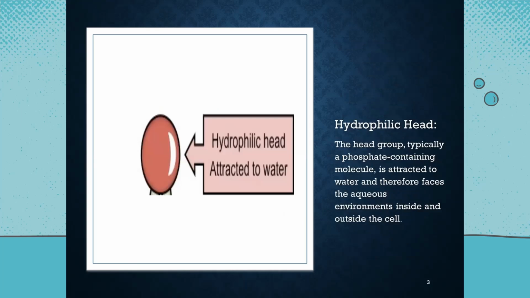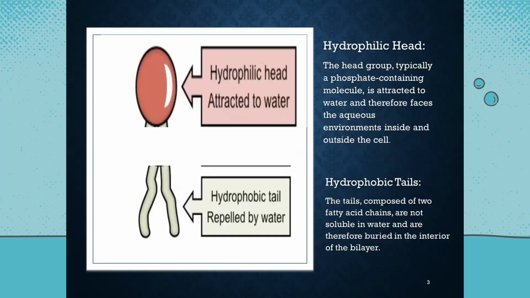This is the hydrophilic head. The head group, typically a phosphate-containing molecule, is attracted to water and therefore faces the aqueous environment inside and outside the cell. And this is the hydrophobic tails. The tails, composed of two fatty acid chains, are not soluble in water and are therefore buried in the interior of the bilayer.